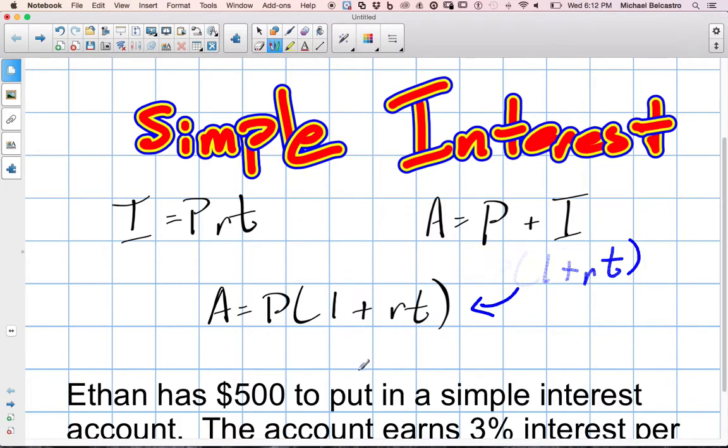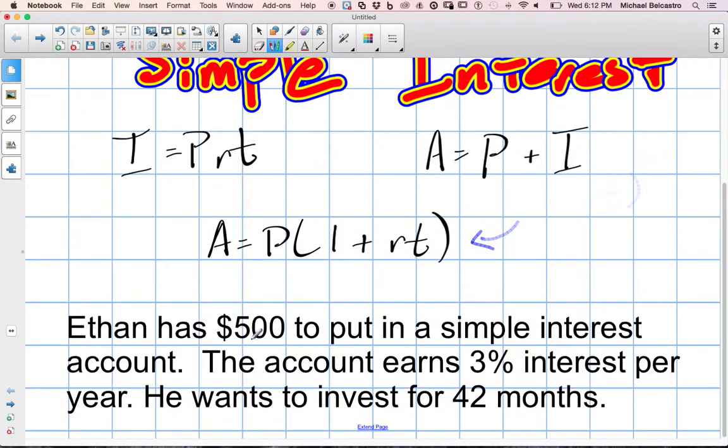So let's attempt a question. Ethan has $500 to put in a simple interest account. The type of account is important, especially if you're going on a test, because they'll probably talk about compound and simple interest. Be aware what type of account they are talking about, because they are different formulas. He's putting $500 in. The account earns 3% interest per year. That's also important, how often the interest is earned. And then he wants to invest for 42 months. So we're looking for the amount in the end.